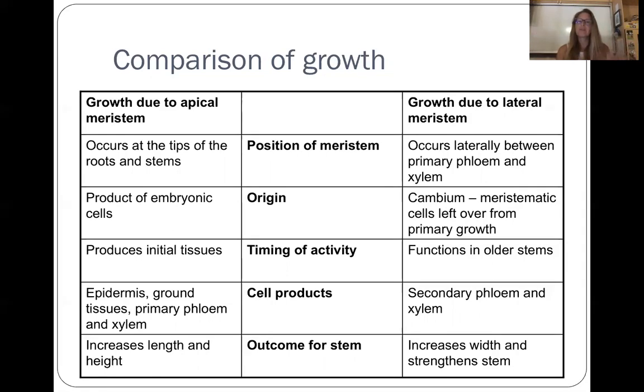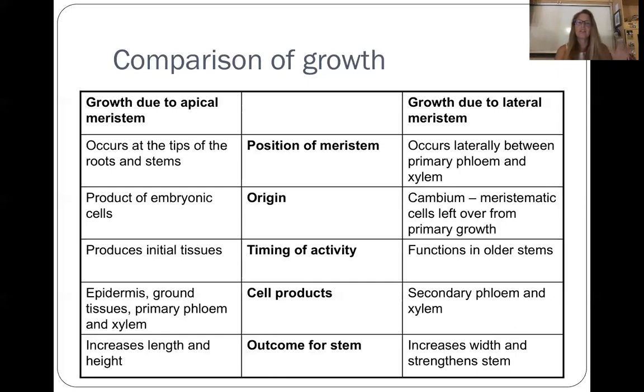So when we look at this comparison of growth, when we talk about the position of the meristem, apical is going to be at the tips of the stem or the tips of the roots, whereas lateral is going to be primarily phloem, xylem, wider. The origin: embryonic stem cells when we talk about apical meristem, and cambium, which are meristemic cells, stem cells left over from primary growth. Timing of the activity: well, you have to go tall and deep first, so it's initial, versus lateral meristem, which is now going to go wider; it's older, it's later in life.